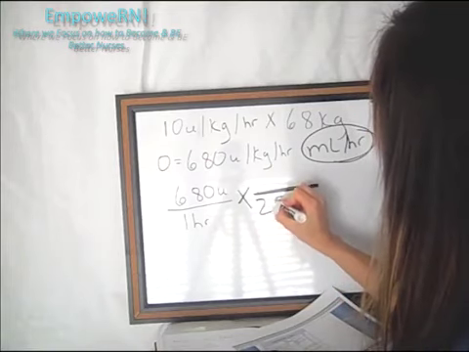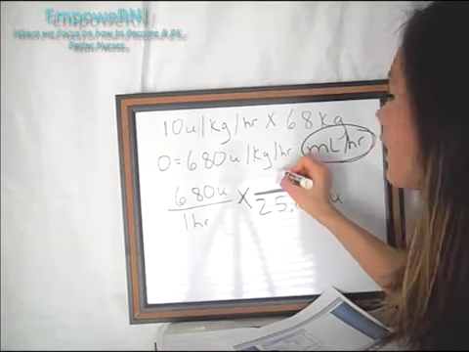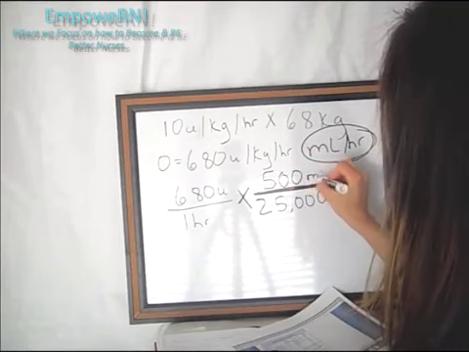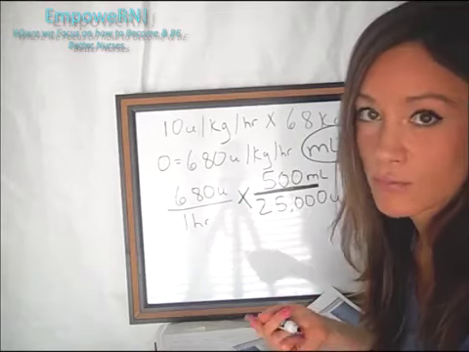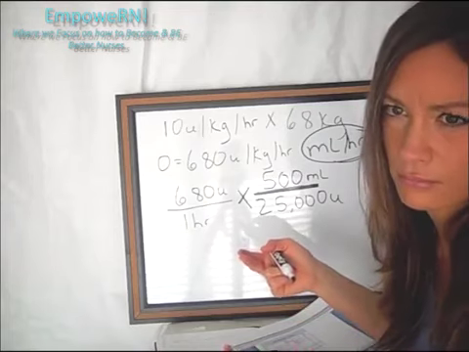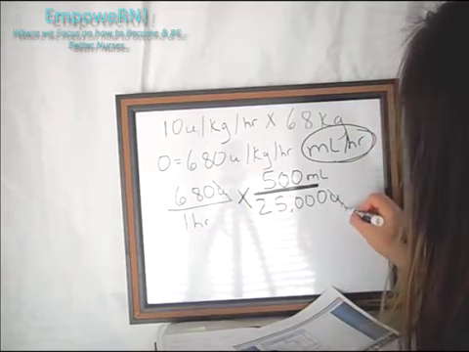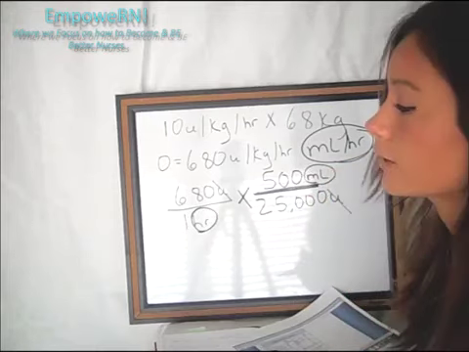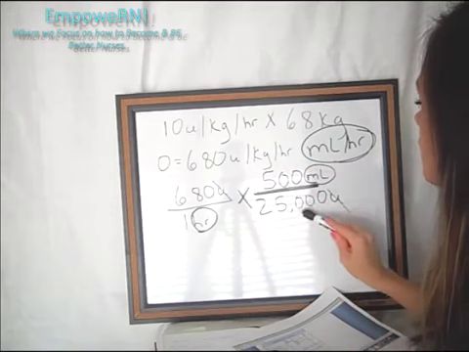So 25,000 units over, and then we put the mLs here. Let's say 500 mLs. So again, why did we put the units here and the units here? Because in dimensional analysis, you eliminate unwanted quantities. So we're going to eliminate these. And look right here, this is what we want, mLs per hour. So again, we just multiply this by this and this by this.